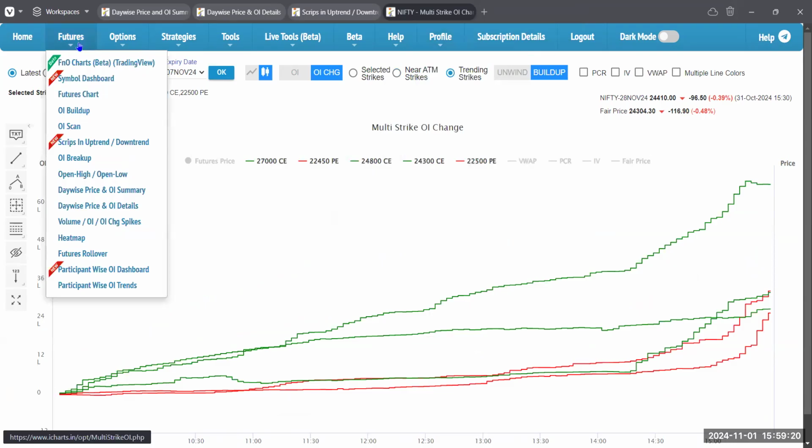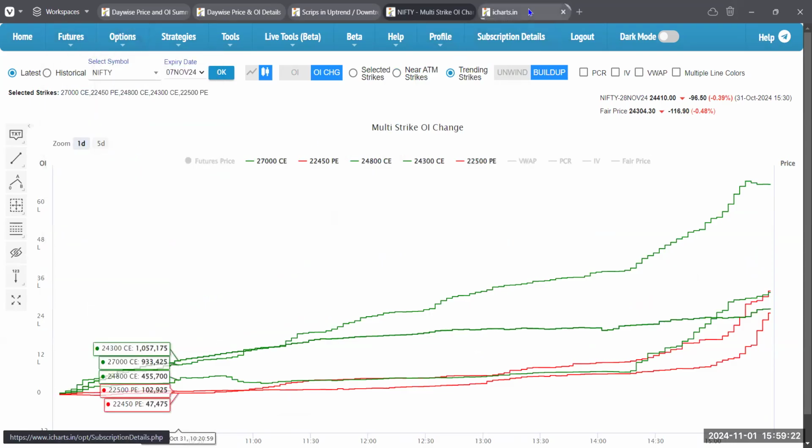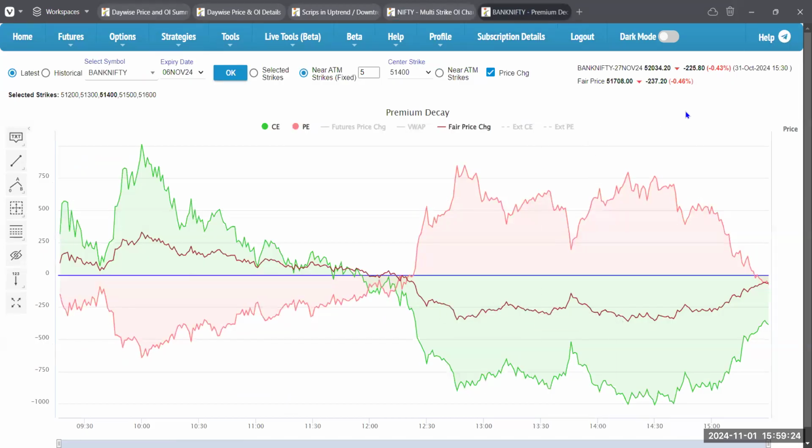In fact, the word decay should actually be named premium change. It is not a decay. We are not actually showing you a decay. No one can follow it, sir. Yeah, it should actually be labeled as premium change.